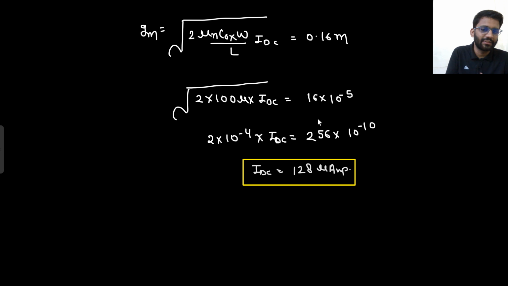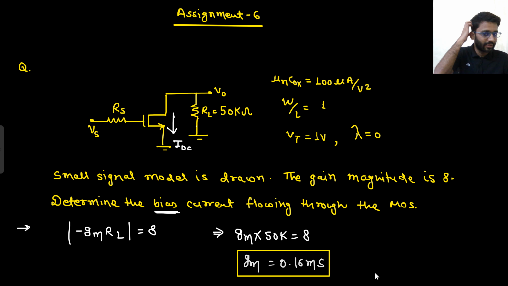This is just 0.16 milli, so I wrote 16 into 10 to the power minus 5. Then the square will come here, 256 into 10 to the power minus 10. Then IDC would become 128 microampere. This is our final answer. This is a very simple question.